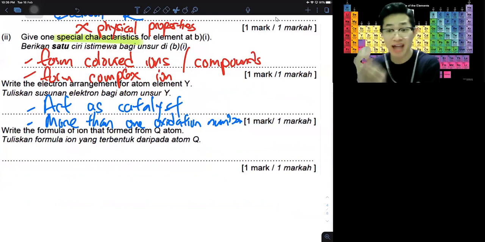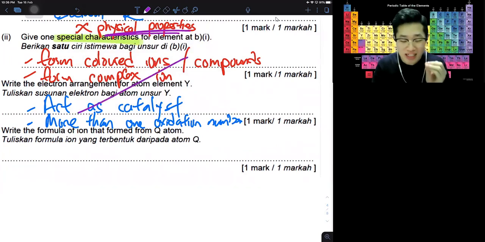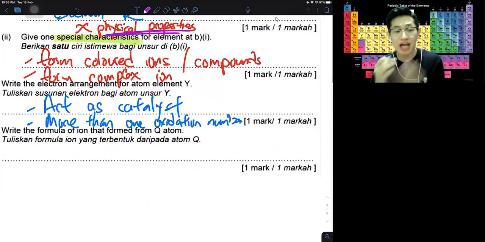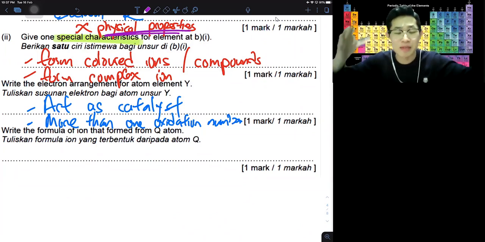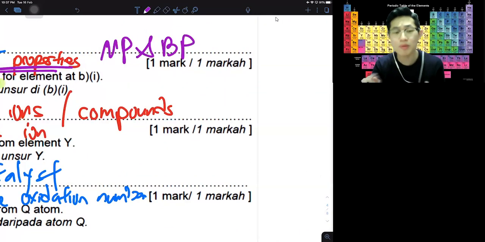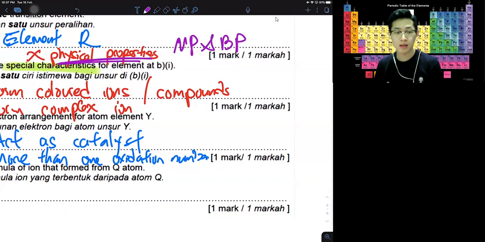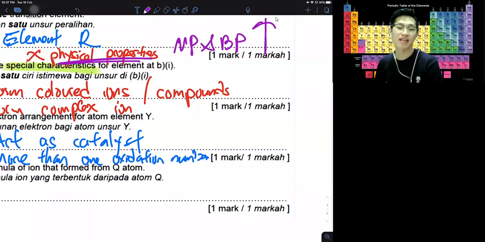This is the special characteristic. What if the question asks you for a physical property of the transition element? If they ask you physical property, don't write this. Every time in chemistry, when they talk about physical property, just throw in my favorite: melting and boiling point. They have high melting and boiling points. Correct. Your answer is correct.